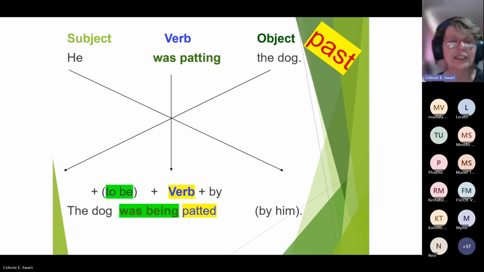So was patting has to become, remember now the dog is going over here to the subject's place. The dog was being patted by him. And here again, remember, what was the rule? That's right. The rule for the pronoun is you don't have to mention it, but if you do mention it, perfectly acceptable. And it's really interesting then to see was being patted. Why? You can't say he was patting the dog, that the dog was patting him. That's not what the sentence said.